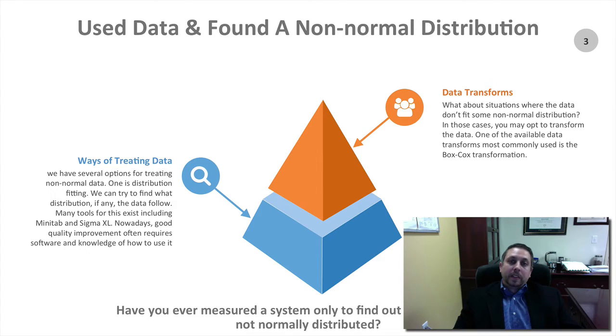So one of your options is to use tests that don't rely on normally distributed data, if you don't have normally distributed data. Another way to treat those data is with what's called a data transform. And that's what we're going to talk about today, mostly. A data transform is, again, for those situations where your data are not normally distributed. And what you're able to do with that is take your data set and transform it, mold it to a normal distribution.